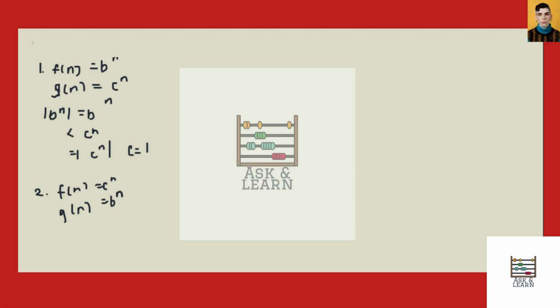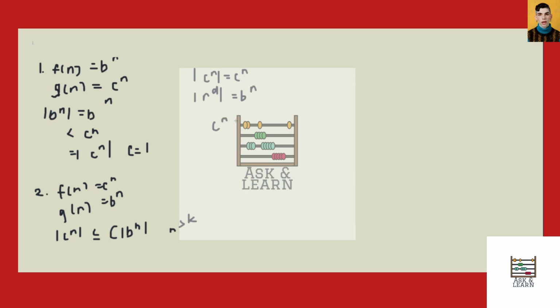So let's assume that f of n equal to c to the n is O of b to the n. So there exist constants such that the absolute value of c to the n is less than or equal to big C times the absolute value of b to the n whenever n is bigger than k. So let's choose k to be positive. So since c is bigger than 1 and b is bigger than 1, we know that the absolute value of c to the n is equal to c to the n, and the absolute value of b to the n is equal to b to the n.